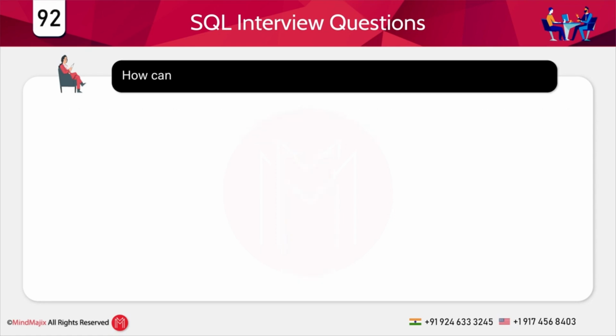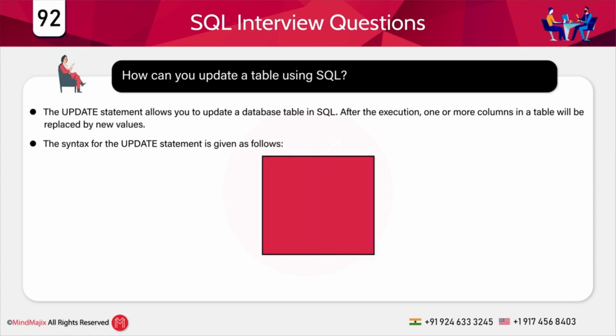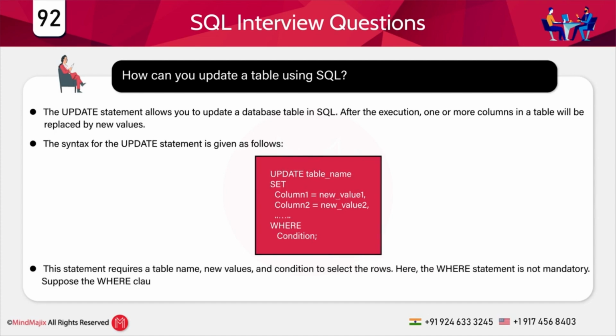The next question is, how can you update a table using SQL? The update statement allows you to update a database table in SQL. After the execution, one or more columns in the table will be replaced by new values. If you talk about the syntax of update, as you can see on the screen, it is update table name. Then you have to set the columns to the new values, so the previous values will be replaced by new values, such as column name equal to new value, column 2 equal to new value, and so on. Then you can specify the condition, if you have one, using the where clause. So this is how you update a table using SQL.